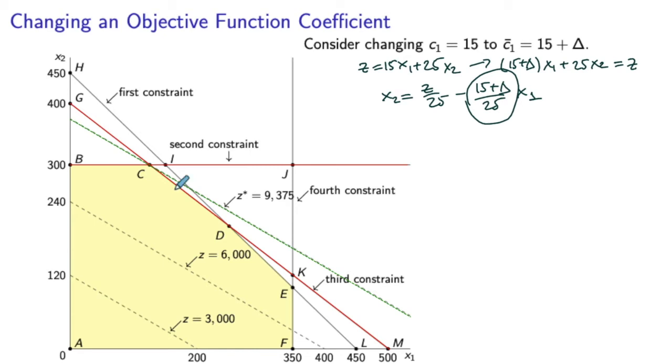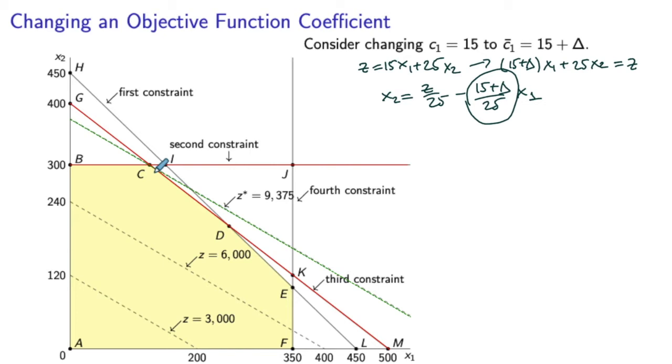Since the only change we apply in this problem is the coefficient for x1 in the objective, the feasible region remains the same as before, but because the slope of the isoprofit line is now different, the optimal solution can change. So then the question is, can we determine the range of delta such that the optimal solution is still located at the point C here?